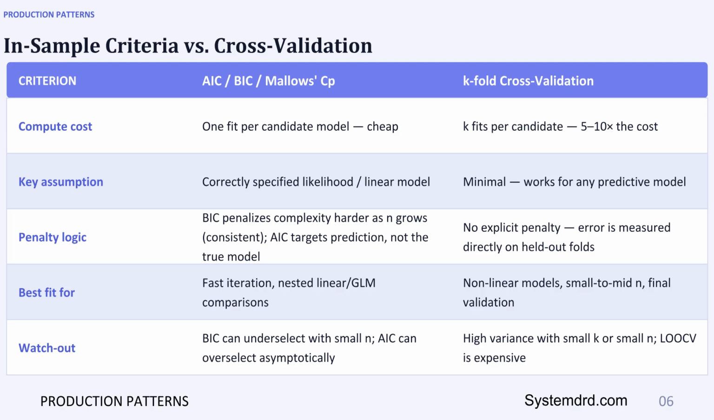So reach for AIC, BIC, or Cp when you need fast iteration, or you're comparing nested linear or generalized linear models. Reach for cross-validation when you're working with nonlinear models, your sample size is small to moderate, or you need a final validation check before shipping. And know the watchouts. BIC can underselect with a small sample. AIC can overselect as your data grows. And cross-validation has high variance with a small number of folds or a small dataset. And leave-one-out CV in particular gets expensive fast.